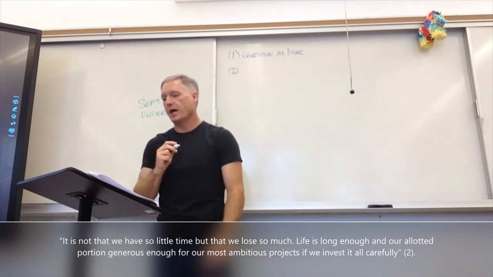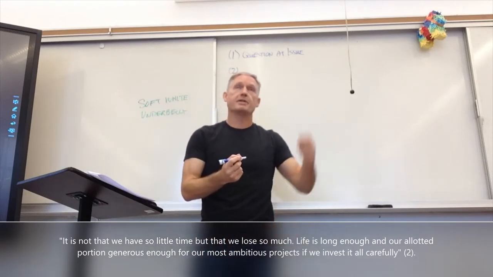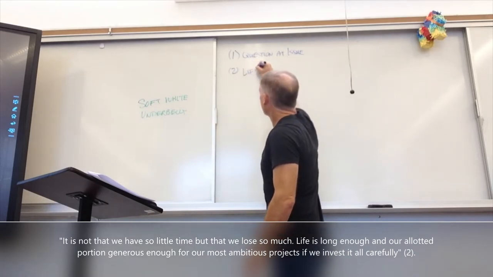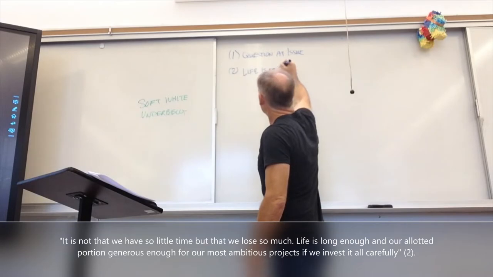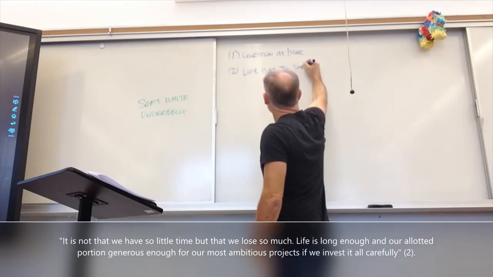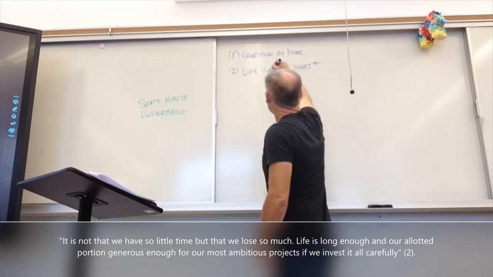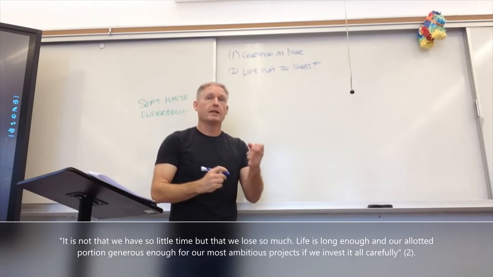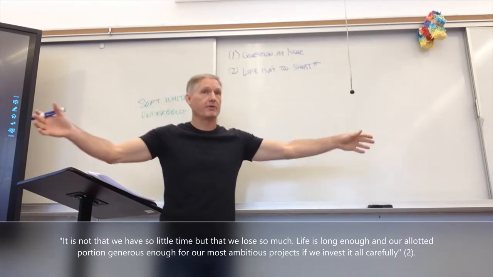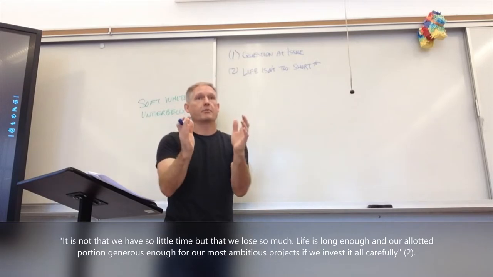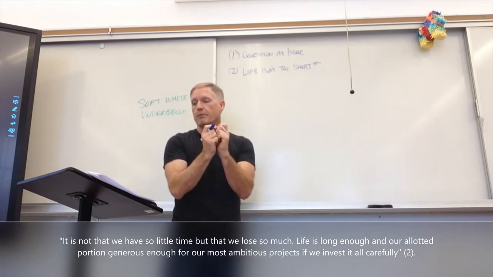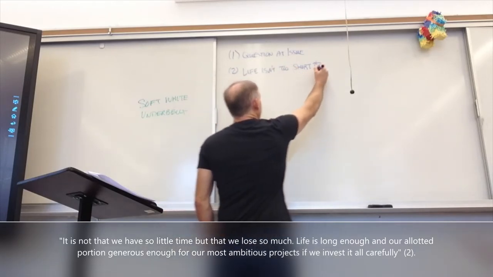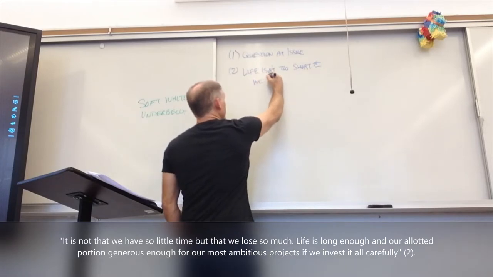Second paragraph, he continues: it's not that we have so little time, but that we lose so much. So here he's giving us his thesis, and his thesis essentially is that life isn't too short. And I'm going to put an asterisk on it. Essentially, he says that life is long enough to do the things that are really important. It isn't long enough to do everything. It's long enough to do all of the things that are important. And yet the problem, he goes on to point out, is that we waste too much of our time.